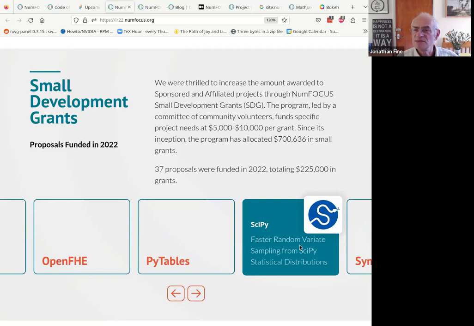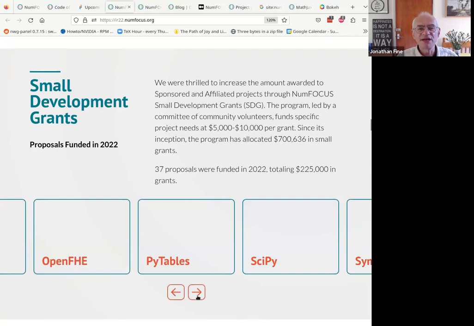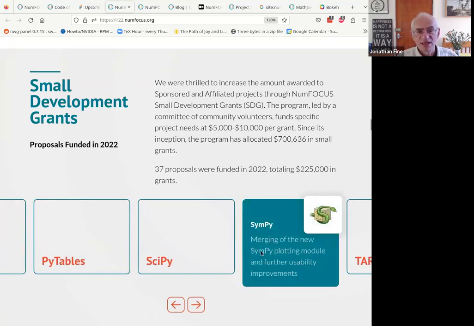So here it's miscellaneous, I'll use miscellaneous, that's not the word, things that need attention. So the small development grants are for things that need attention. So SymPy, usability improvements. Now that's interesting because there's big interest in accessibility, or there should be. And accessibility improvements is something that our friends in the archive are very, very keen on.